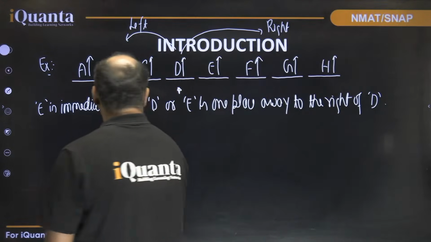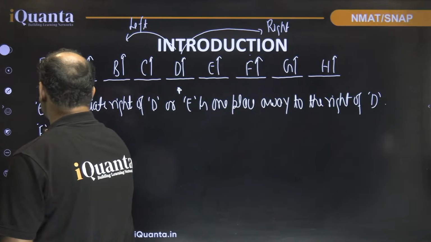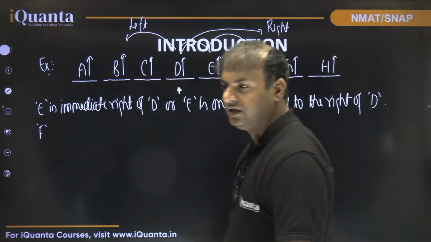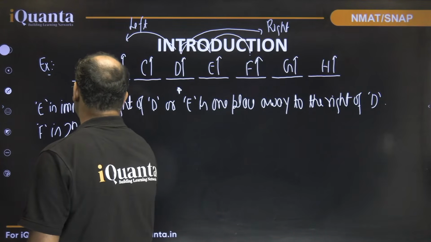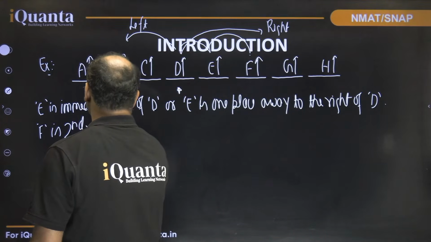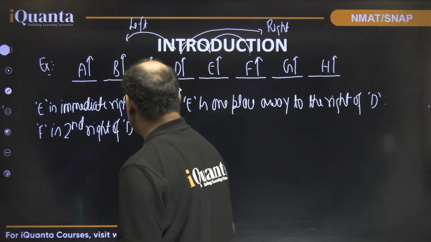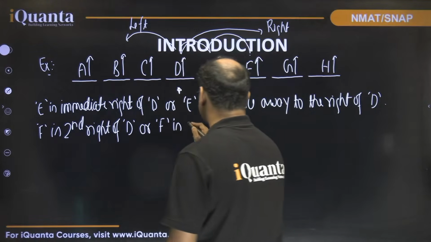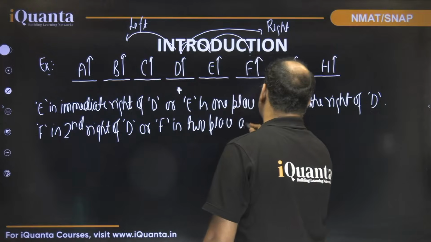Now if we compare F with respect to D, I'm sure you can also relate that E is the immediate right, so F should be the second right. We can say F is second right of D, right? Or we can also say that F is 2 places away to the right of D.